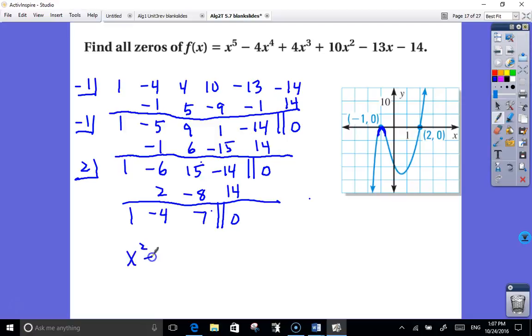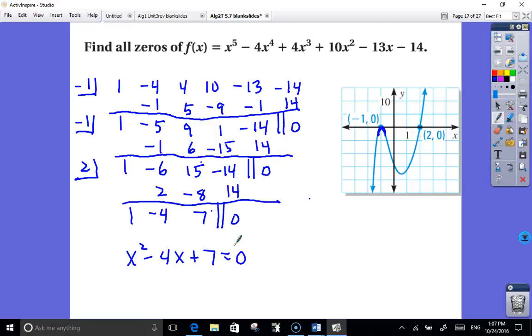X squared minus 4x plus 7. And you would have to solve that to get the last 2 zeros. And is it factorable? Are there factors of 7 that add up to negative 4? No. So it's not factorable. You would have to put it in the quadratic formula.